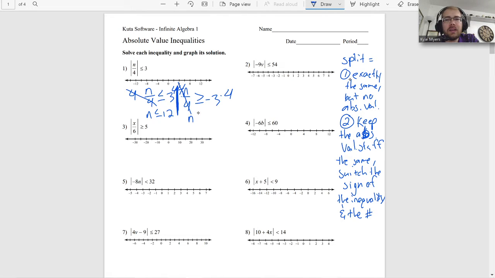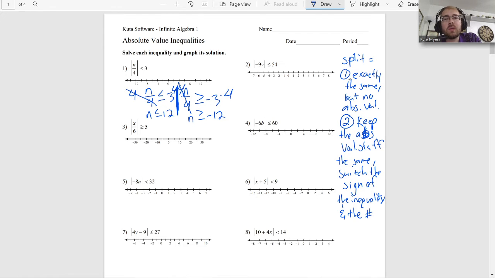And then I have n is greater than or equal to negative 12. Now you're probably thinking, oh, I just multiplied by a negative. Well, I did. Negative 3 times positive 4. I'm multiplying 4 by negative 3, but I didn't multiply a negative number on both sides. I multiplied by positive 4 on both sides. So careful with that. You do want to remember to flip the sign if you multiply by a negative, but only if you multiply or divide by a negative on both sides.